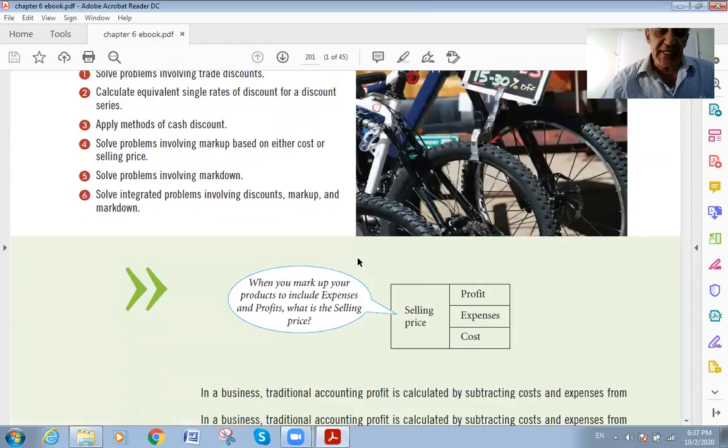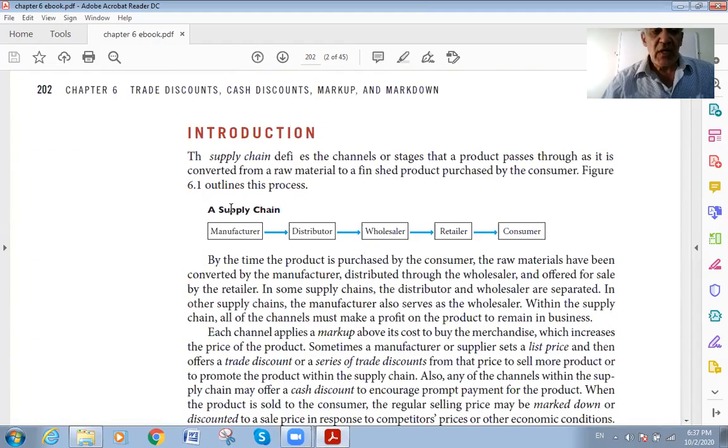Let's see an example of how the discounts work. It works from the manufacturer, the producer, through what we call the supply chain. It starts with the manufacturer or the producer, then goes to the distributor, like a dealer, for example a car dealer. Then it goes to the wholesaler, then to the retailer. At the end, it goes to the consumer.